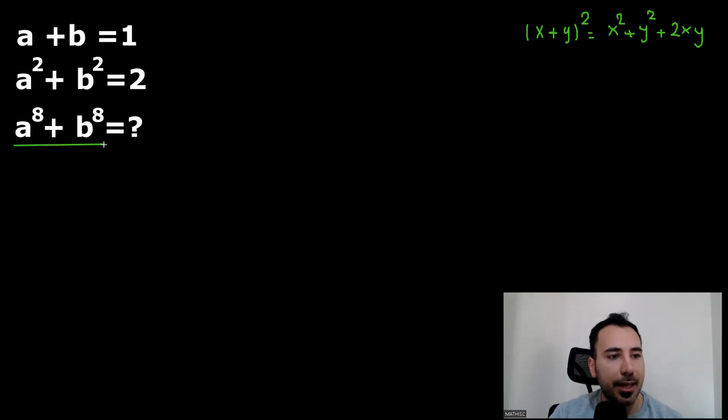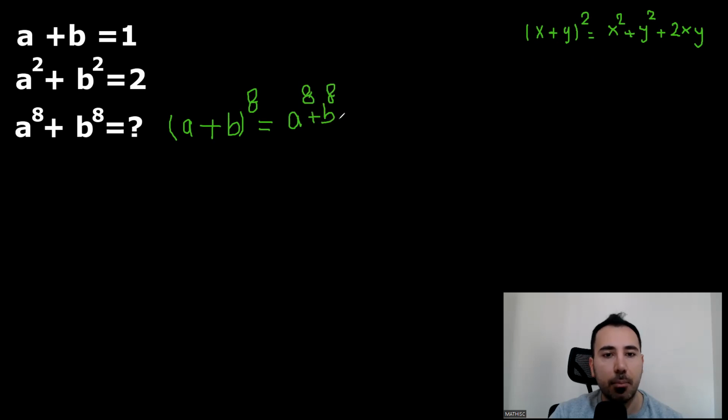See, this is a to the 8th power plus b to the 8th power. We need to break it into smaller terms. To do that, one might think, well, how about expanding (a plus b) to the 8th power? When we do this, of course, we create a to the 8th and b to the 8th, but also things like a b to the power of 7, and this is not going to be helpful to find the answer. So this is not a good idea.